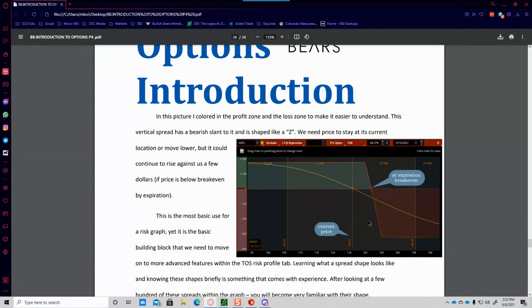So next week, we're going to dig a little bit deeper into the risk graph, and then we'll continue back on track with regular options talk.